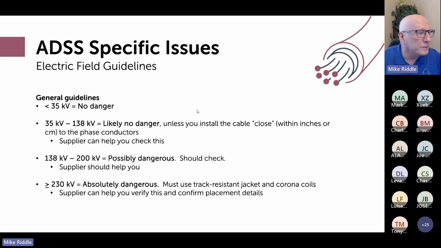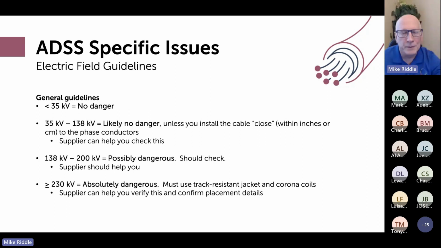So how do you know if the space potential is less than 12 kV or more than 25 kV? Well, here are some general guidelines. If you're under 35 kV, there's really no danger effectively. From 35 to 138 kV, probably no danger. You have to work hard to install the cable close enough to have an electric field issue, like within inches or centimeters of the phase conductors. But if you're concerned, then the supplier should be able to help you check this and confirm that there's not a problem. From 138 to 200 kV, possible danger, so you should check.